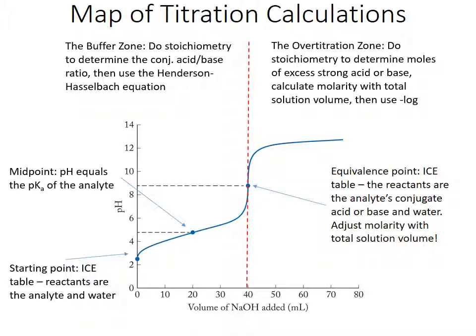If you have passed the equivalence point and you've gone to the right side of this graph, you are in the over-titration zone. You have added excess strong acid or base, so you should do stoichiometry to figure out how much of that acid or base is in excess. You can calculate the molarity of that strong acid or base with the total solution volume, and then you can use the negative log to calculate the pH.